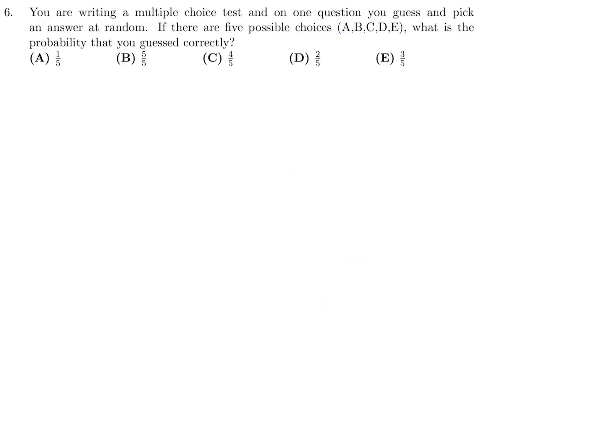You are writing a multiple choice test, and on one question you guess and pick an answer at random. If there are 5 possible answer choices, A, B, C, D, E, what is the probability that you guess correctly? So the probability, the total number is 5, so that goes in the denominator, and the numerator is what you're interested in, and that in this particular question is getting an answer correct. And there's only one answer choice that is correct out of the 5, so it'll be 1 out of 5. So number 6, the answer is A.